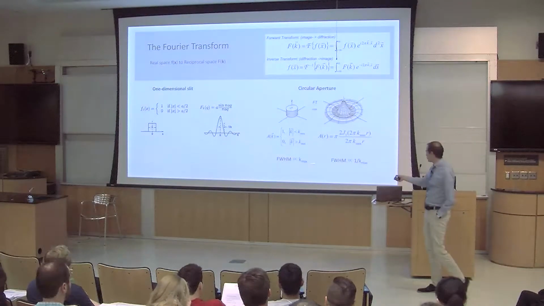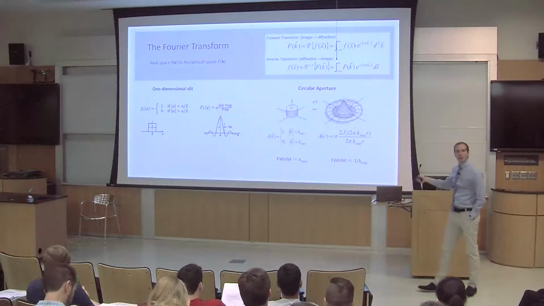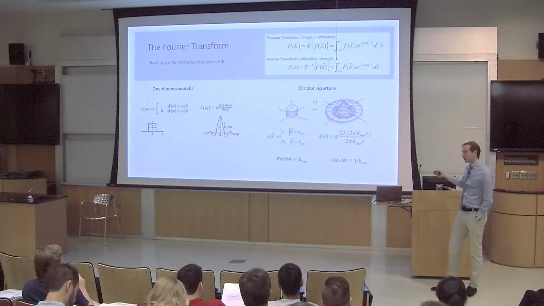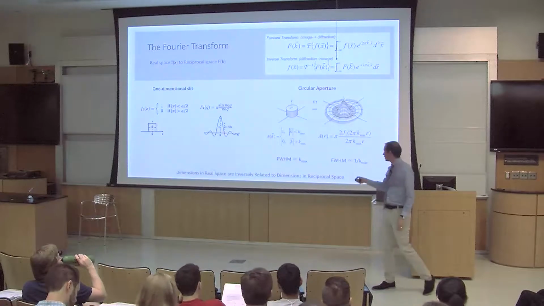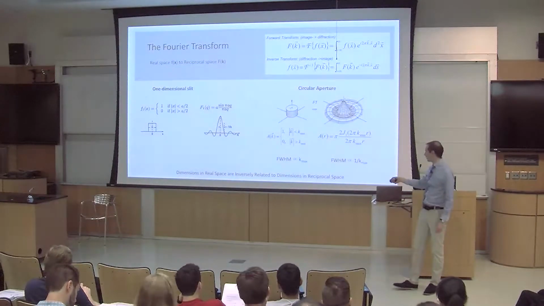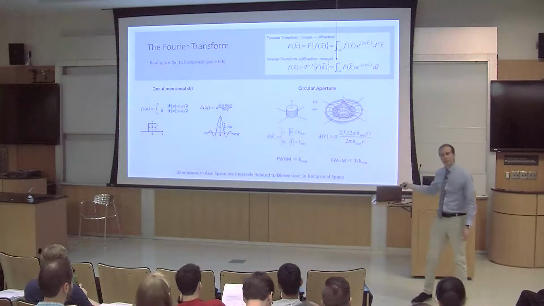So we'll call this reciprocal space or frequency space when we're talking about Fourier space, and we'll say real space when we're talking about positions in real space. So what we see is dimensions in real space are inversely related to dimensions in reciprocal space.